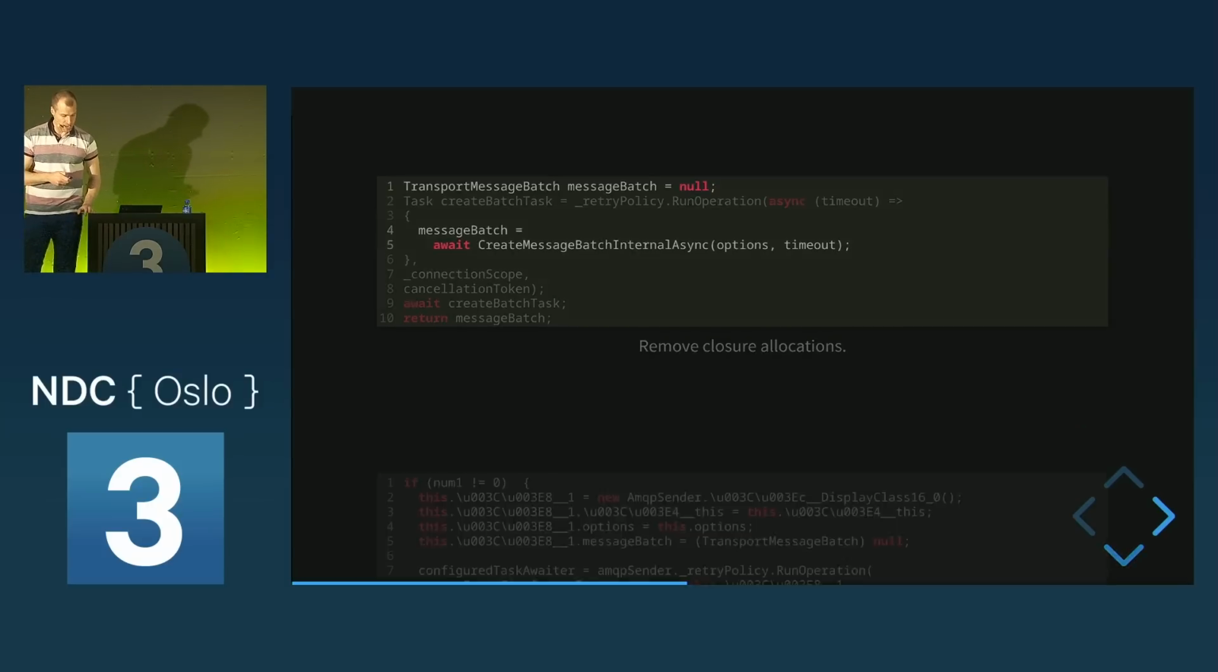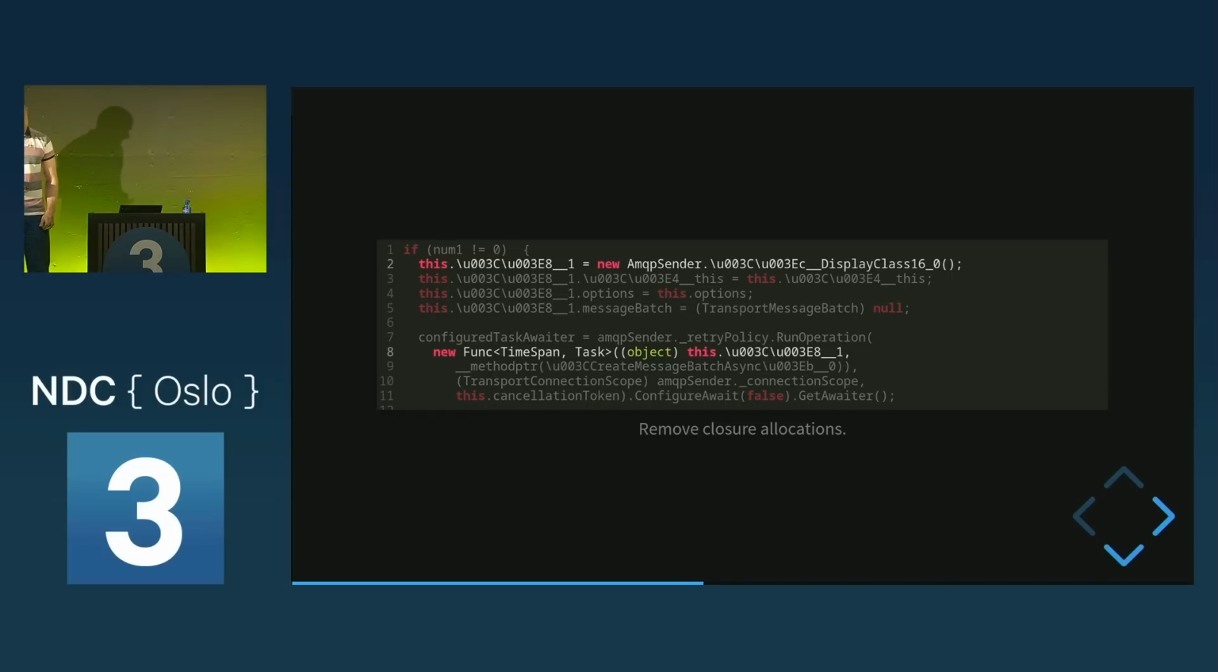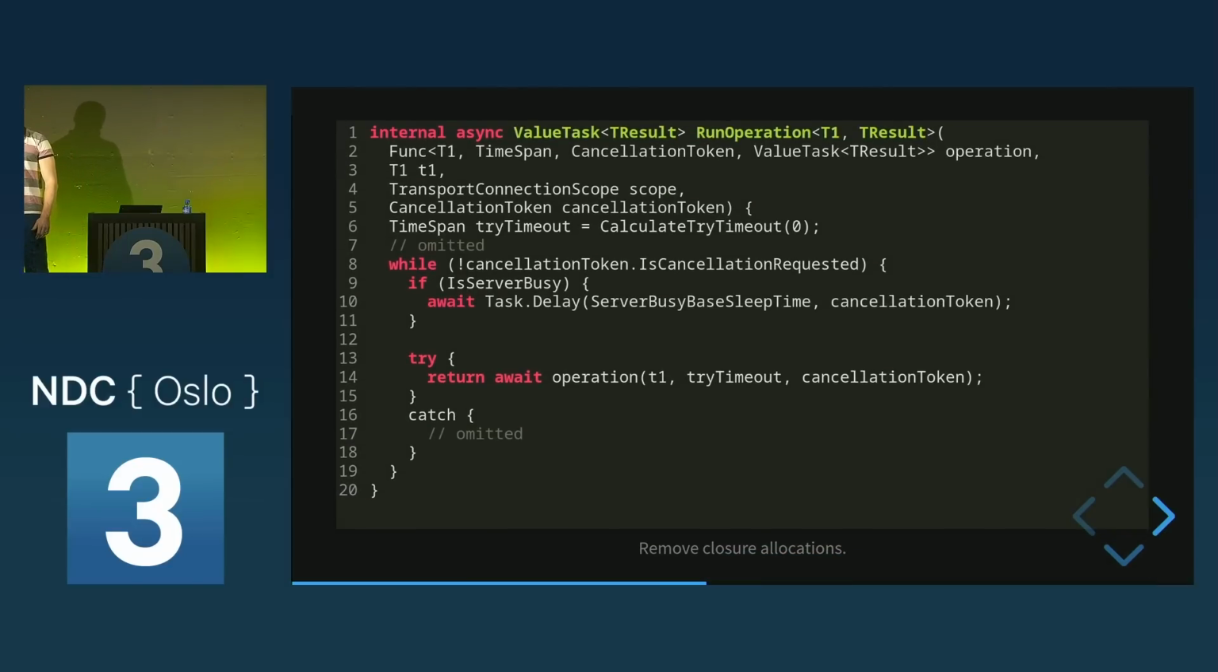Again, we have to decompile the code and look at what's actually happening under the covers. And this is the gibberish code that gets generated by the compiler when this code is lowered. What we can see here is this DisplayClass16 allocation, and we have this Func<TimeSpan, Task> allocation that happens every time we call this method. These are two allocations that are totally unnecessary. How can we get rid of those? So we have to do a little bit of mental gymnastics and build sort of a library infrastructure tool or method that we are going to use.